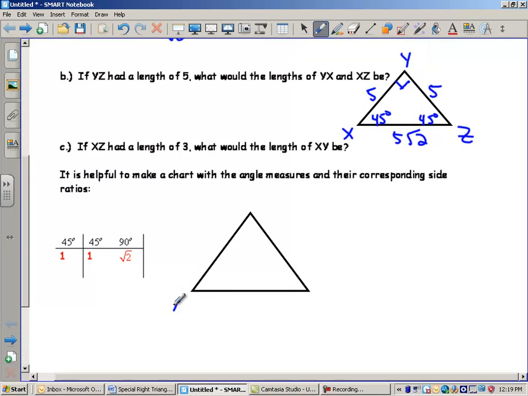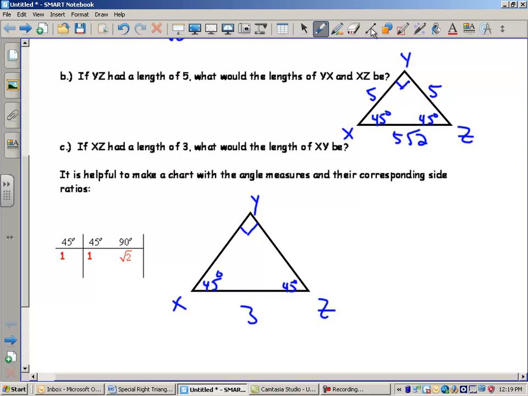And I'll put an X here, and a Y here, and a Z here. Got our right angle and our 45, 45. All right, now we have that XZ has a length of 3. And this is a little different because if this had a 3 square roots of 2, it would be easy. I would just put a 3 on YZ and a 3 on XY. But this does not have a square root of 2 on it.